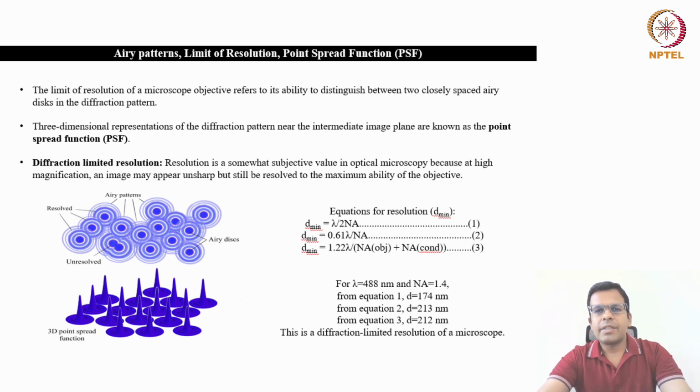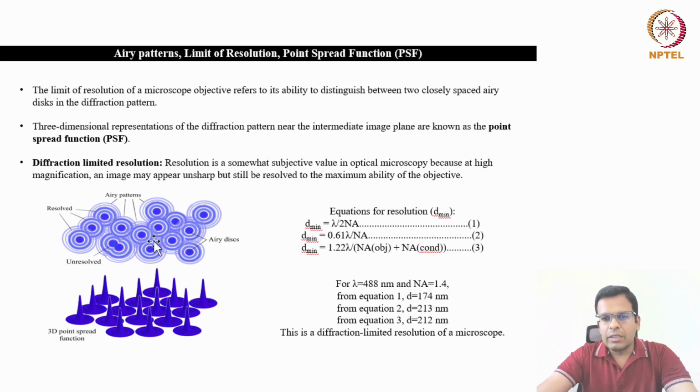Again, let us understand some more terminologies: Airy patterns, limit of resolution, and point spread function. The limit of resolution of a microscope objective refers to its ability to distinguish between two closely spaced airy disks in the diffraction pattern. The three-dimensional representation of the diffraction pattern near the intermediate image plane is known as the point spread function.